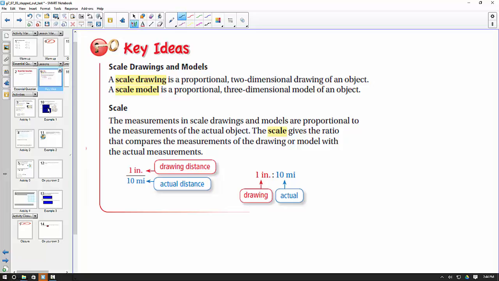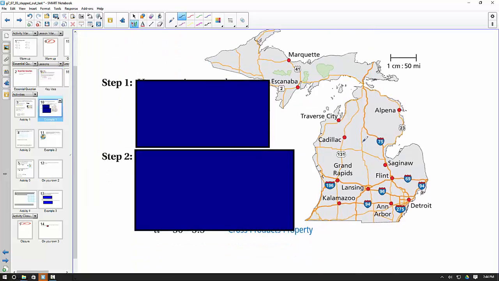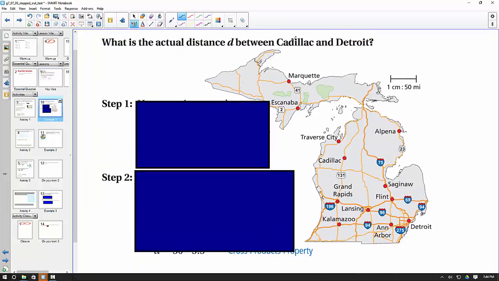So let's take a look at what that might look like. Like right here, for instance. If I want to go from Cadillac to Detroit, so I'm going this distance here, I'd probably get a ruler out, and I'd see how many of this section here fits in there. So let's just take this. So essentially that right there. Let me just move it down.